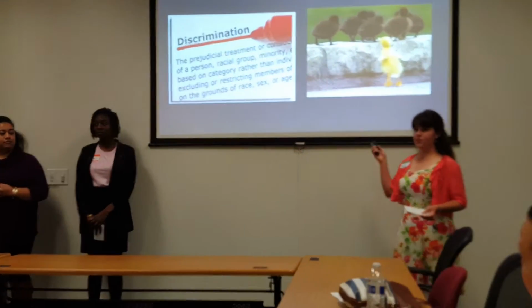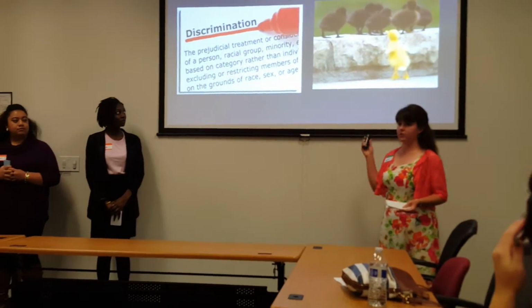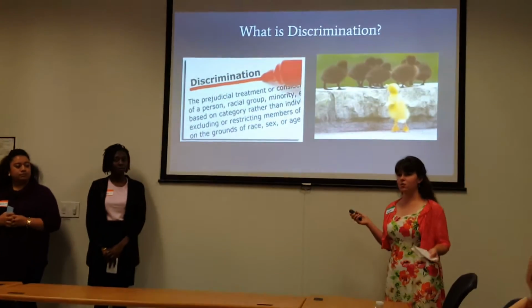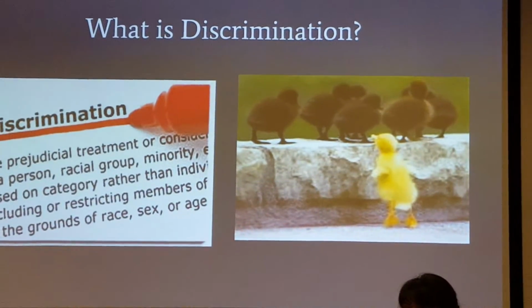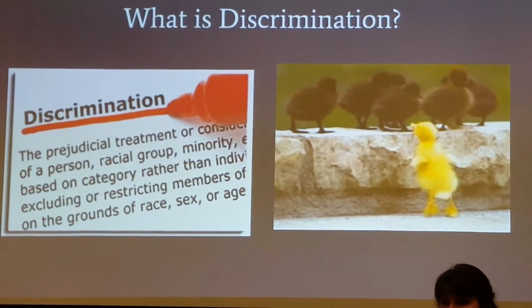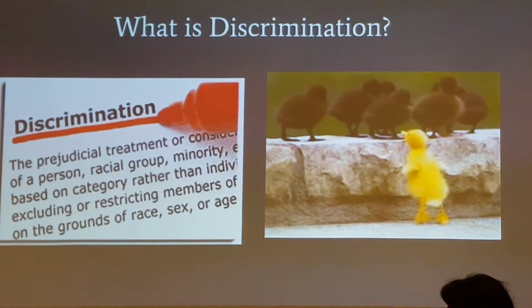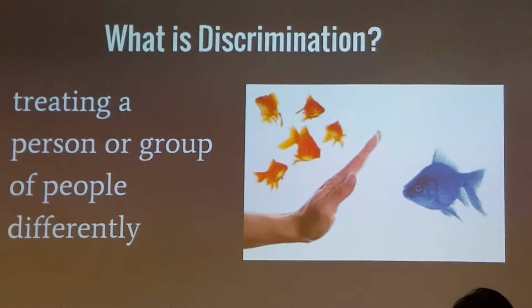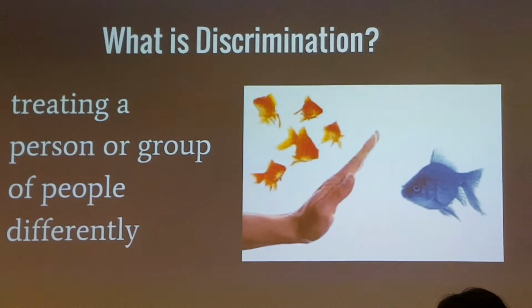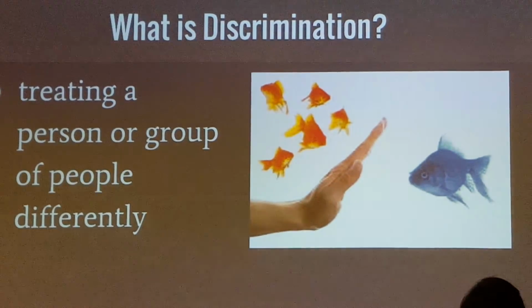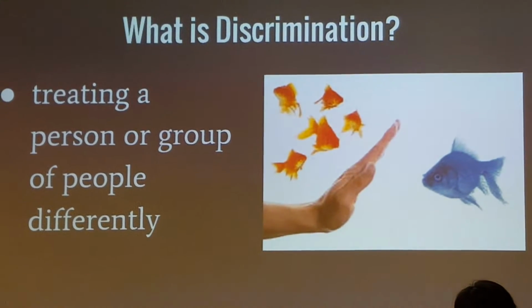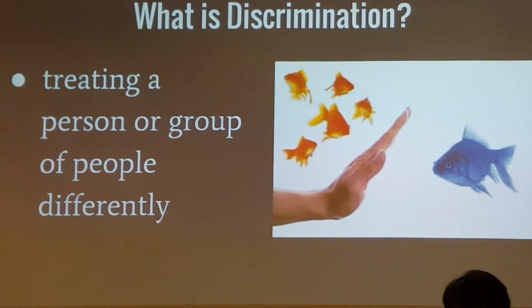As you can see in this picture, the little black ducks are not letting the little yellow one in. Discrimination is often based on arbitrary factors, such as maybe you don't look like the rest of the group. And that's often based on foolish things. But a simple definition of discrimination is treating a person or group of people differently. The little blue fish, you can't eat the orange ones. So we're going to talk about discrimination on the basis of gender, race, and religion.